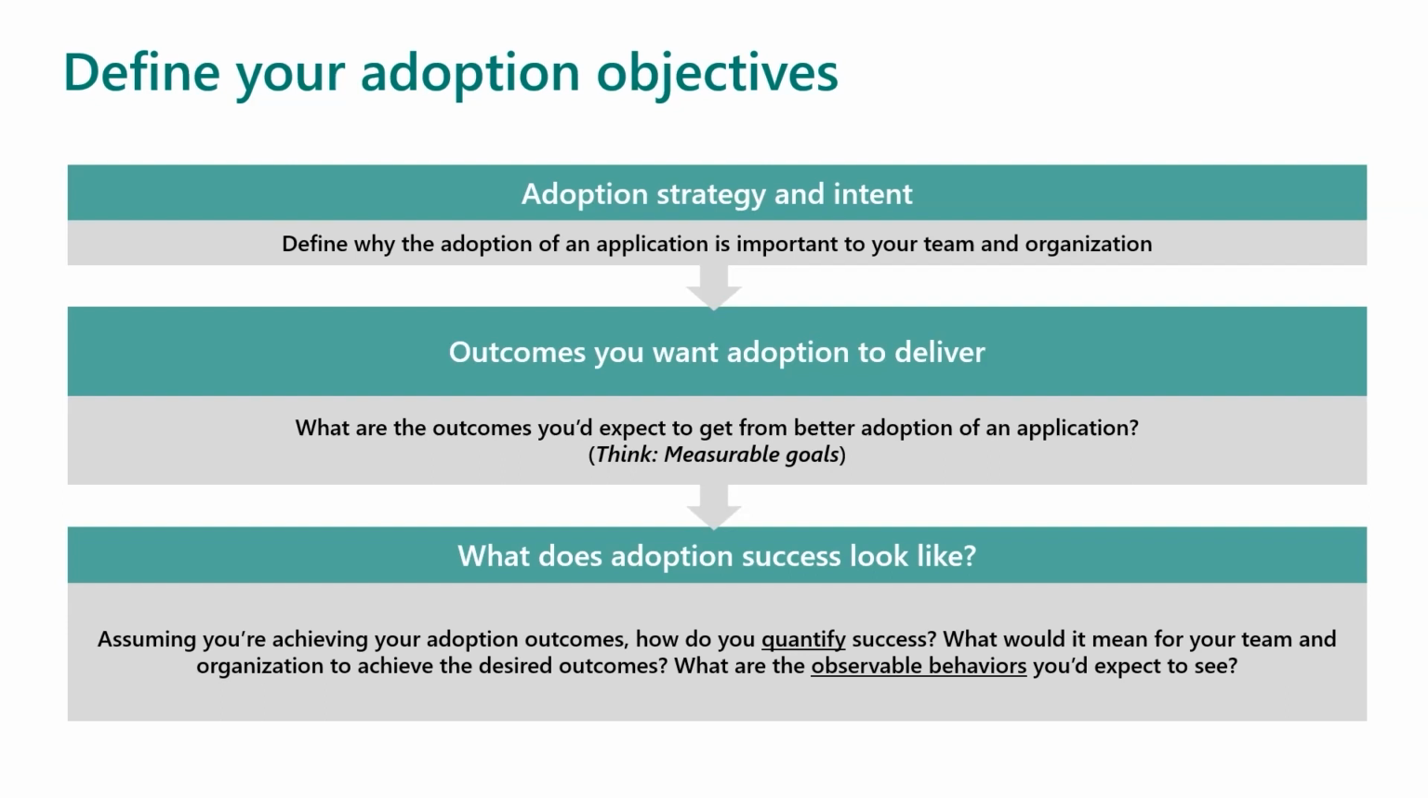So, for example, if our strategic intent was to improve customer experience, what measurable goals would you want to achieve? What about increasing revenue, increasing customer retention, proactively serving customers with data driven decisions? Just to name a few. And finally, what would it look like if your adoption outcomes were achieved? How will you know that you've reached your desired adoption goals? What are observable behaviors that you would expect to see?